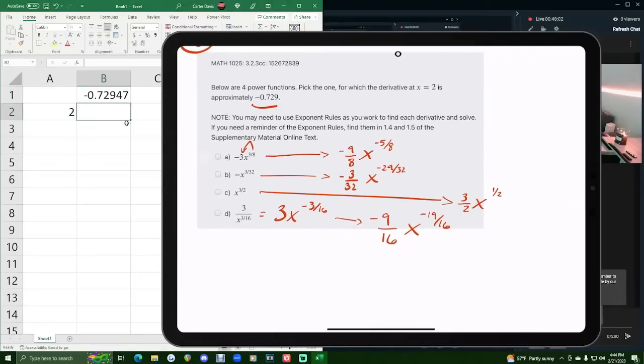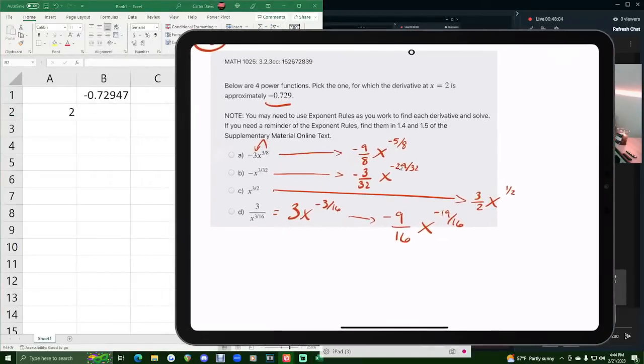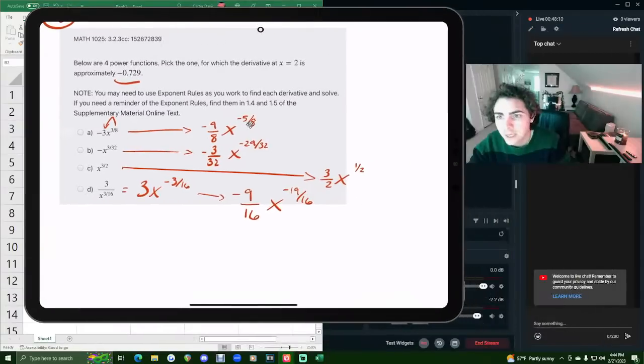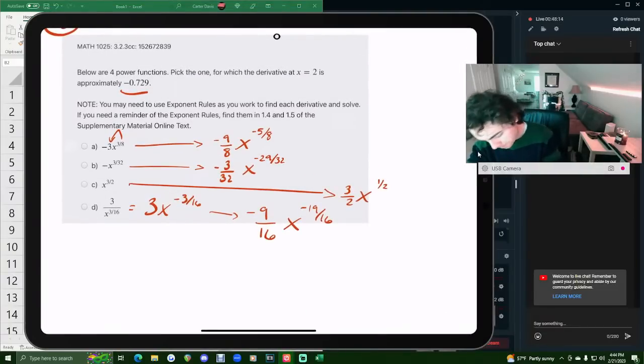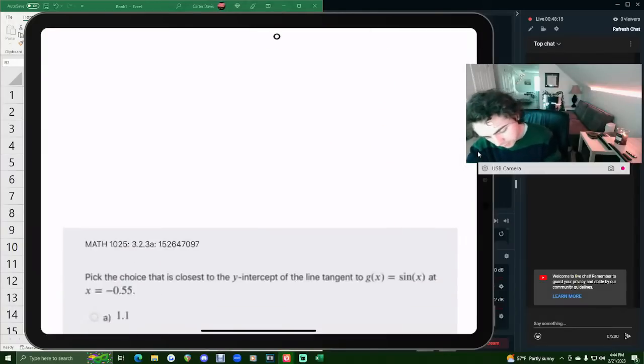Yeah, I'll probably just leave it at that. There's no need to go into it any further, but you would plug in 2 to each of these other ones and see which one would equal that if A were not already our answer. So A is our answer there. Let's keep going. That was 18.